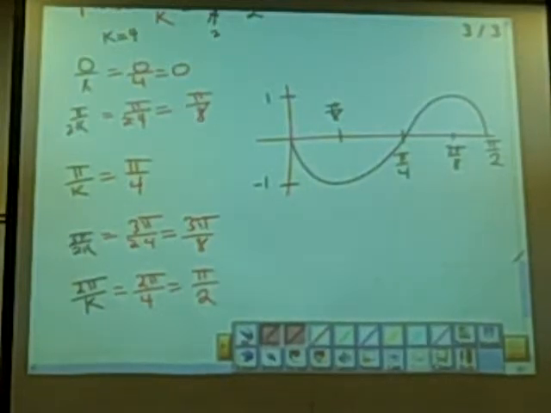Some of them are going to be easier than others if it's increments of multiples of 2 pi. You won't have to do this every single time, but it really helps with ones like this especially. Okay, questions with that?